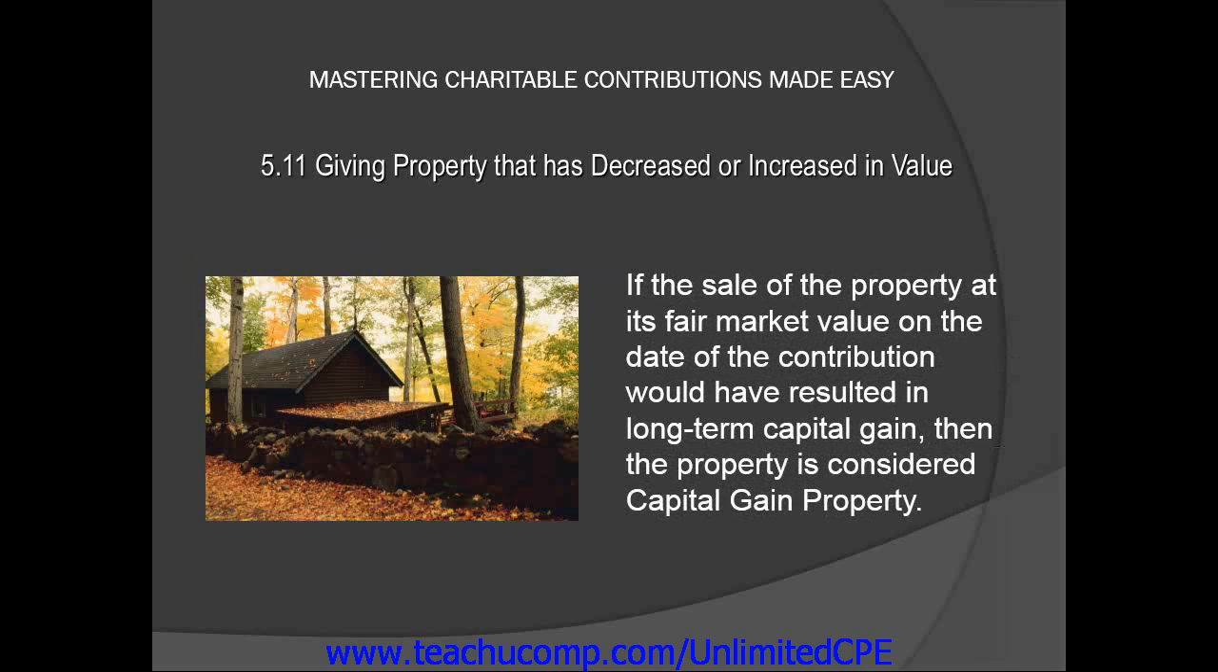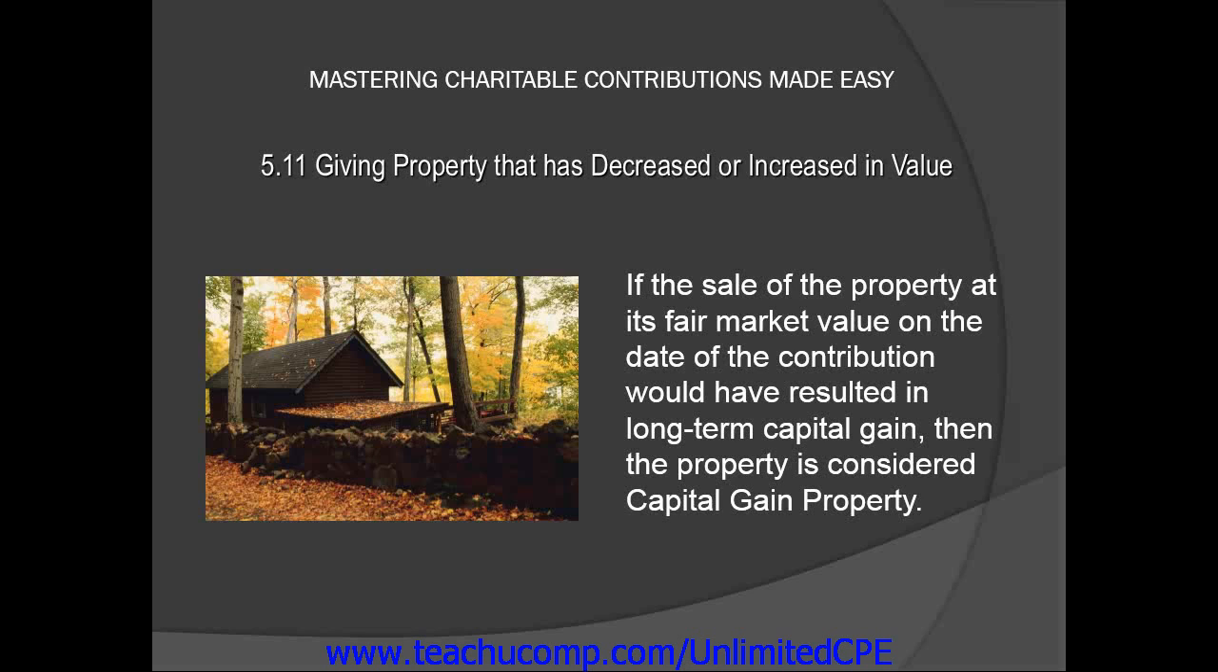If the sale of the property at its fair market value on the date of its contribution would have resulted in long-term capital gain, then the property is considered capital gain property. The general rule is to use the fair market value when calculating a deduction for a gift of capital gain property. In some situations, the fair market value must be reduced by any amount that would have been long-term capital gains if the property was sold at fair market value.